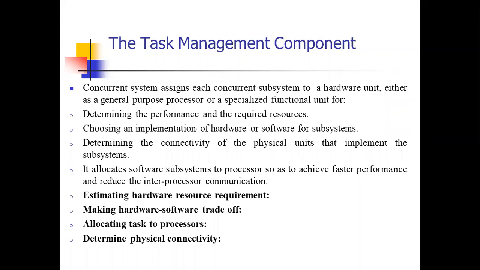Then the next component is the task management component. In the task management component, concurrent systems assign each concurrent subsystem to a hardware unit, either a general purpose processor or a specialized functional unit. So in the task management component, we have to manage the tasks by determining the performance and the required resources, then choosing an implementation of hardware or software for subsystems. Here it allocates software subsystems to processors so as to achieve faster performance and reduce the inter-process communication.